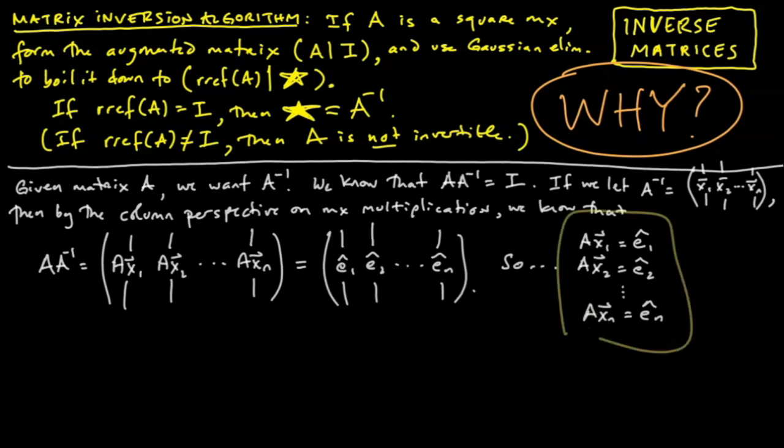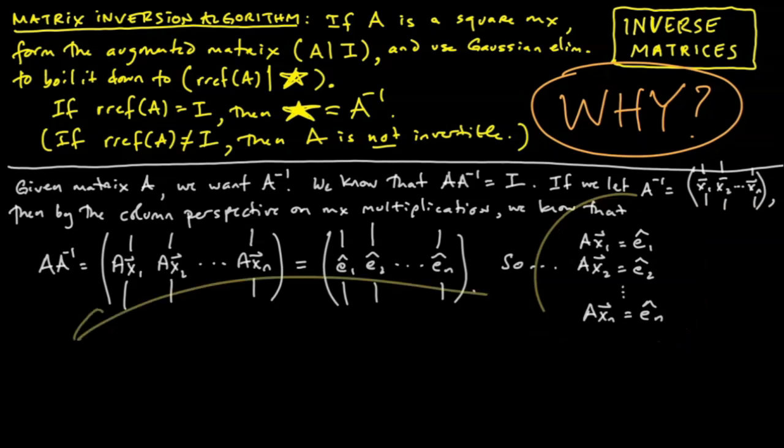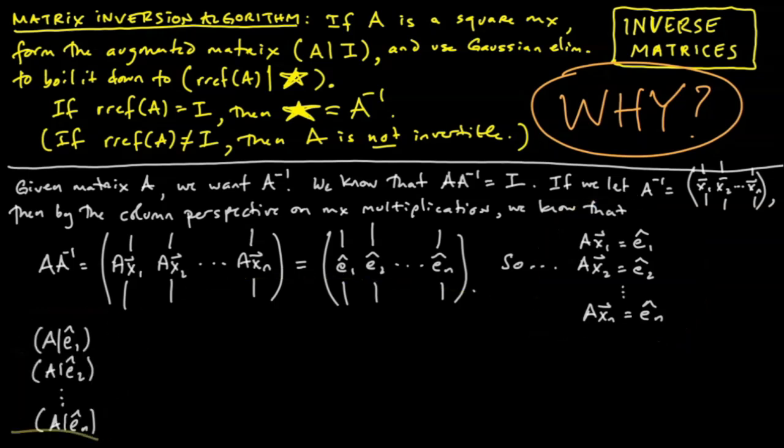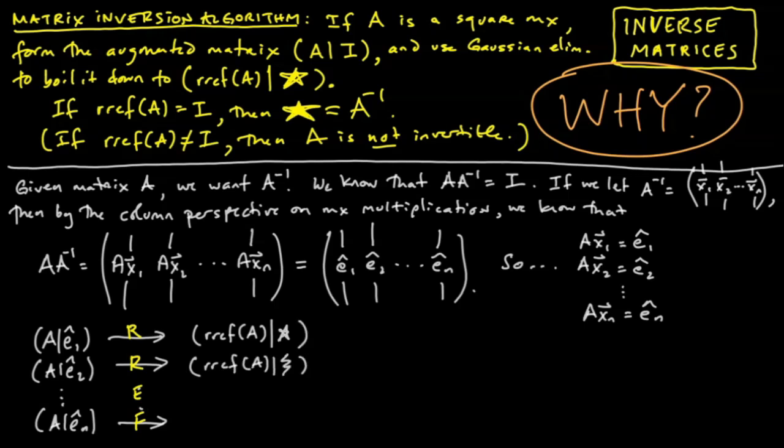The idea is that if we were going to actually carry this out on our desert island, what we would end up doing is we'd form all of these augmented matrices, n of them, and we would put them all into reduced row echelon form by Gaussian elimination, and for each one we'd end up with the reduced row echelon form of A on the left, and on the right we'd get some column. Same story for the second one, and all the way down. We'd get different things on the right-hand side, but we'd always end up with the reduced row echelon form of A on the left.